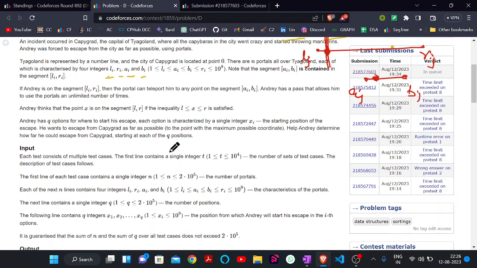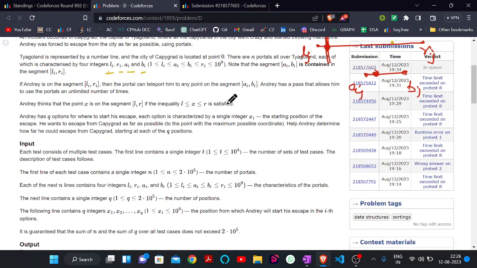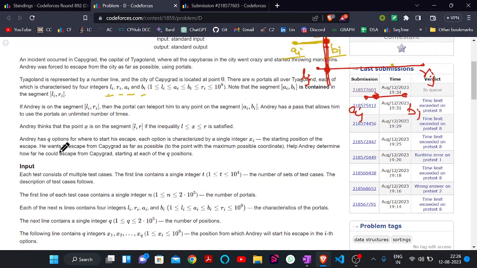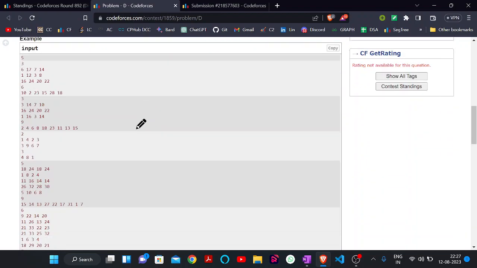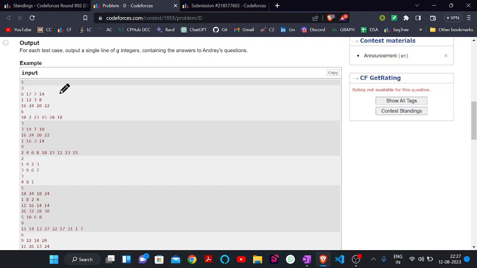After that, we need to find the maximum number of teleports we can do. He wants to escape from that city as far as possible, that means to the point with the maximum possible coordinate. So we help him determine how far he could escape from that city, starting at each of the Q positions. First we will be given segments, after that we will be given Q queries, and for each point we have to tell how many teleports are possible for that particular point, and how the teleports are going to be done.